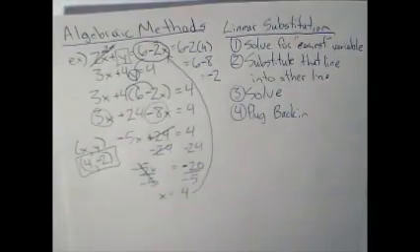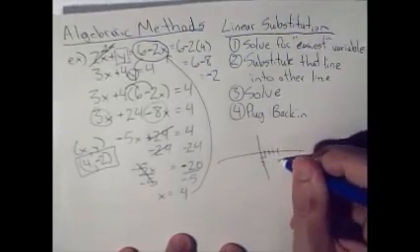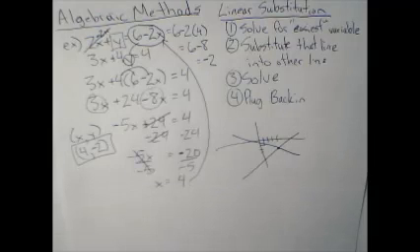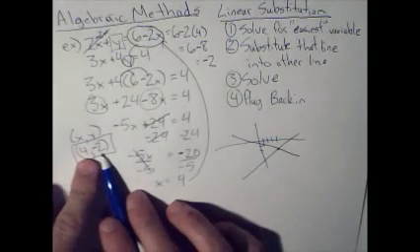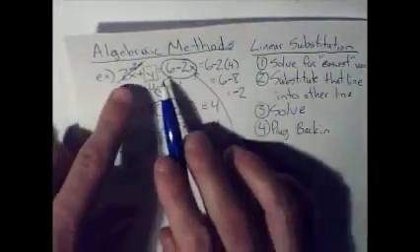Without even touching graph paper, that's what that means. At ordered pair 4, negative 2, I don't know what these lines look like, and I don't care. They could be increasing, decreasing, steep, flat. I don't care. One thing I do know is that's where they cross. And remember what it means to be the point of intersection. That works in the equations.